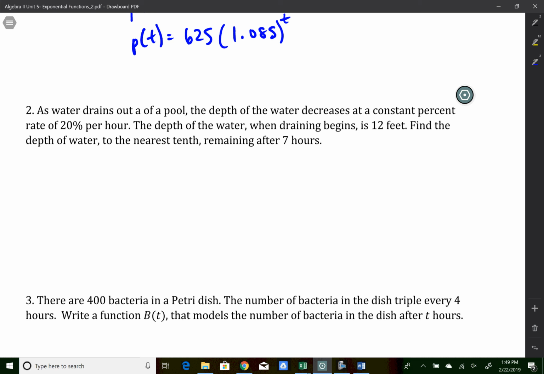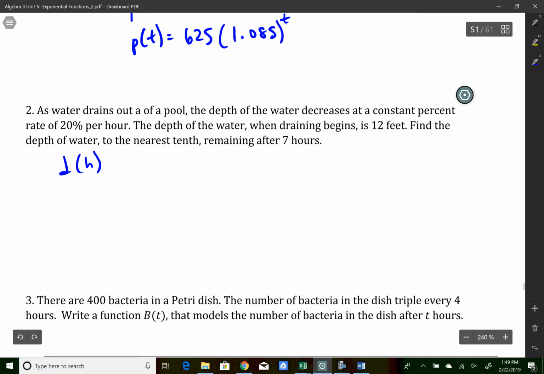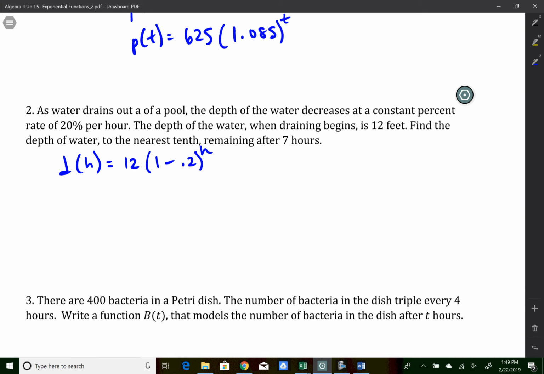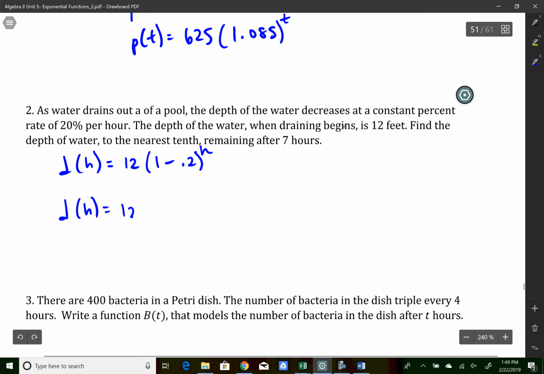So let's first write our function. So we say the depth of the water after a certain number of hours is equal to the original depth times 1 minus 0.2, all to the number of hours. So notice, instead of years, I'm just using hours. We don't have to do any conversions here. So I could say d of h is equal to 12 times 0.8 to the h power.